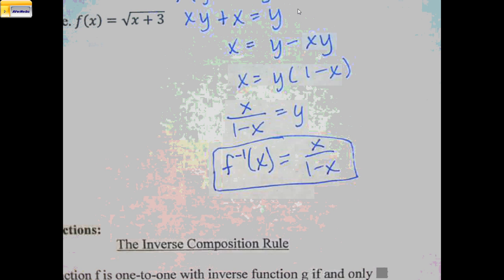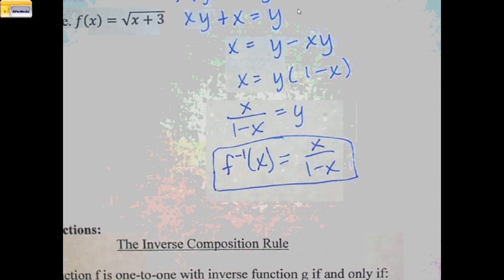Questions on what you're supposed to do on those? Questions on that particular problem? Fantastic. You guys do the next example all by yourself.